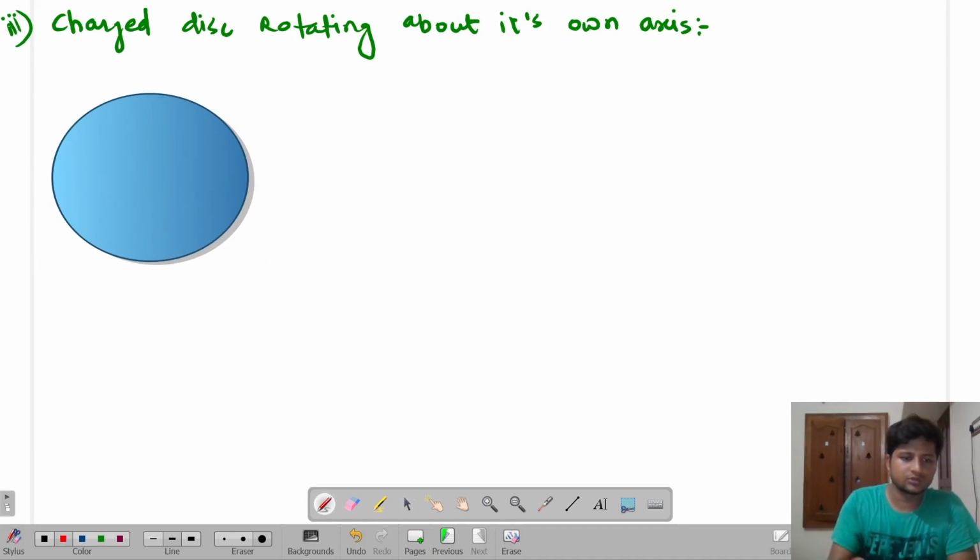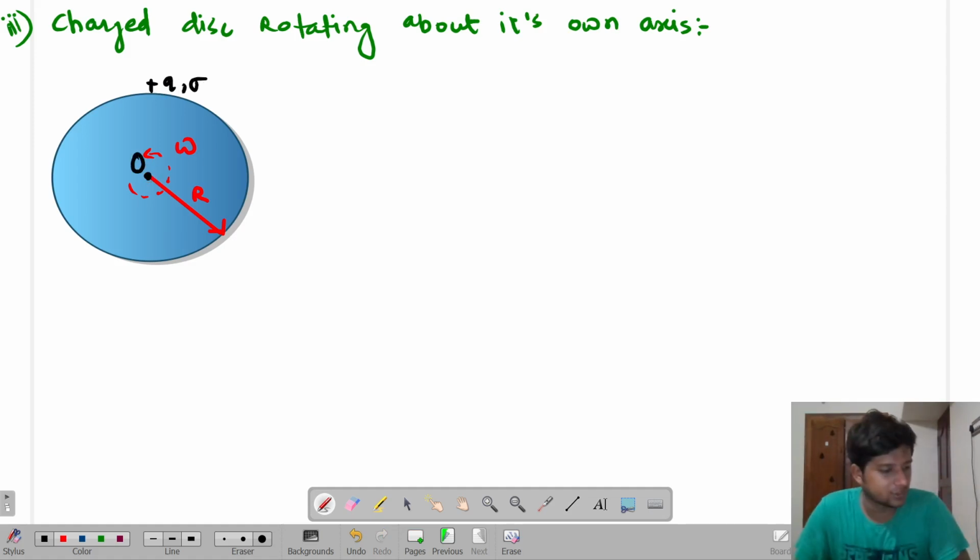So look over here. Let's suppose this is its center and it's rotating with angular velocity omega with respect to its center. Radius r is given to you. Consider that the total charge present on the disk is plus q and surface charge density is sigma. Then find the magnetic field at the center. Do it.